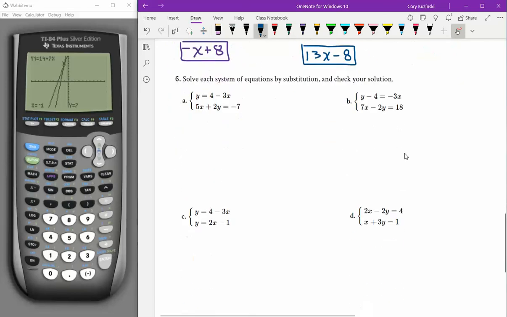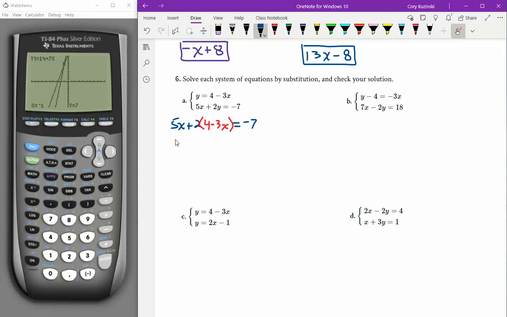Okay, and full-fledged substitution method here on number 6. We're going to solve each of these systems by substitution. So I've got that y equals 4 minus 3x, so I'm going to substitute that into the second equation. So I'm going to do 5x plus 2 times 4 minus 3x equals -7. So that's the substitution part.